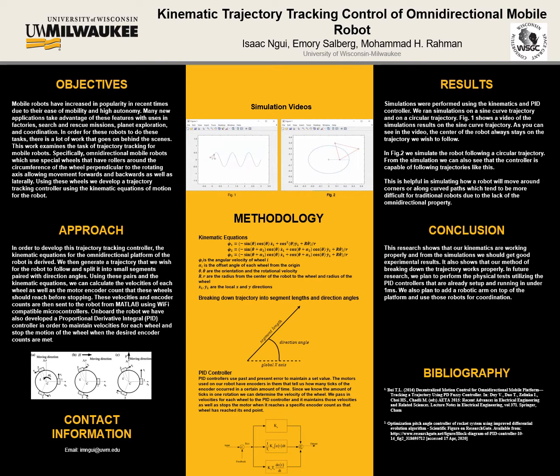And then in the bottom we have the PID controller, and that uses the past and present error to maintain a set value. And again, our motors have encoders which count the ticks, and in the bottom we show a picture of what that actually looks like. So there's an input and then there's a feedback. So the feedback is going to be the value that our system is outputting back.